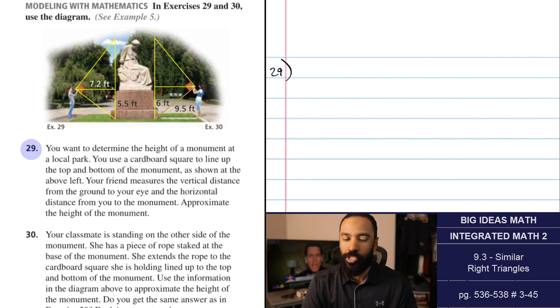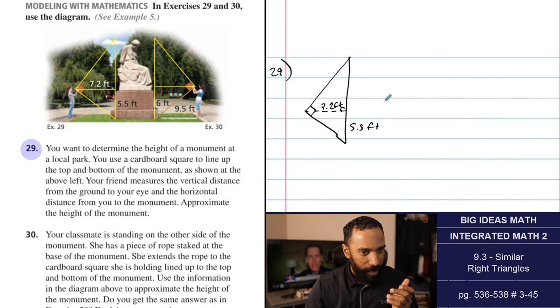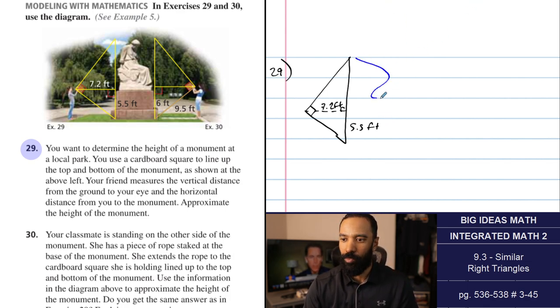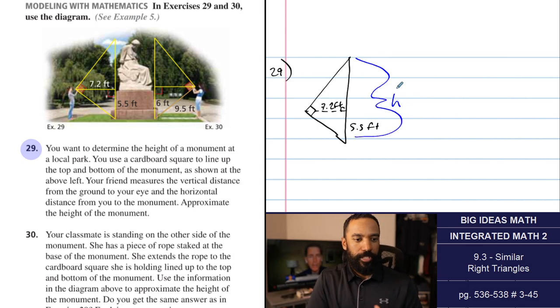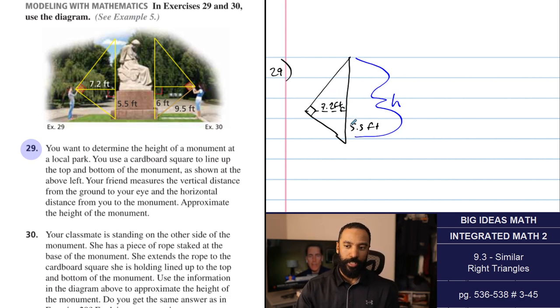So 29 is here. Let's redraw that. We have a right triangle here with an altitude here. That altitude length is 7.2 feet. And this length here is 5.5 feet. We need to find the height of the monument. So we need to find what I can call here h. Okay. Now these are the only bits of information that we have. Now, as far as geometric mean stuff goes, 7.2 is the geometric mean of this length and this length. But this length right here, we don't really know.